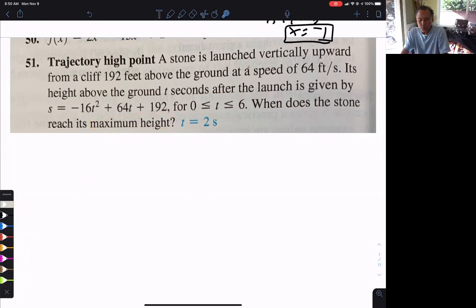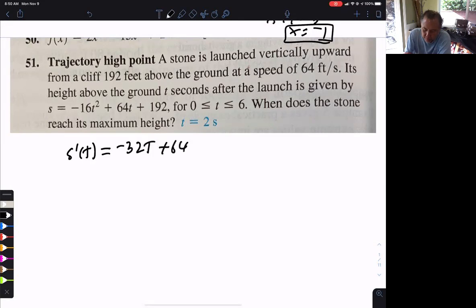Okay, so we need to find the critical points to find the max and mins. So the first step we're going to do is we want to find the derivative of s, which is negative 32t plus 64. That's our derivative. And if we set that equal to 0, we find a critical point. Because again, I'm going to say this over and over: a critical point is a value of x where the derivative is 0 or does not exist.